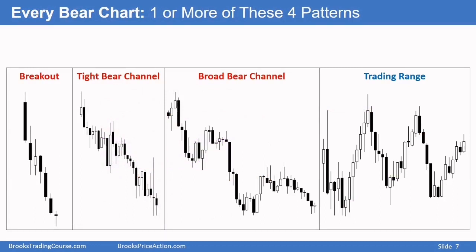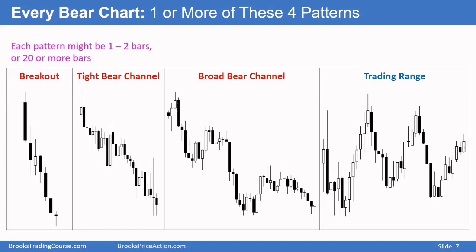Again, every trend is made of one of these four components. I just talked about bull trends, and now I'm going to be talking about bear trends. And the same thing applies. Every bear trend is made of one or more of these four components. So if you look at any chart and it's in a bear trend, starting at the upper left, going down to the lower right, it's composed entirely of one of these four components.